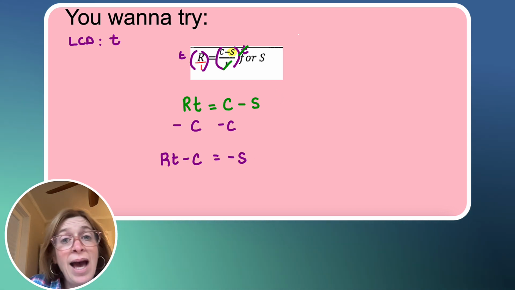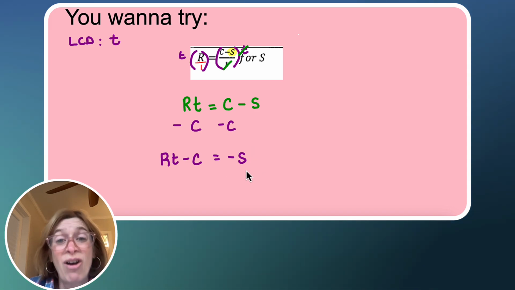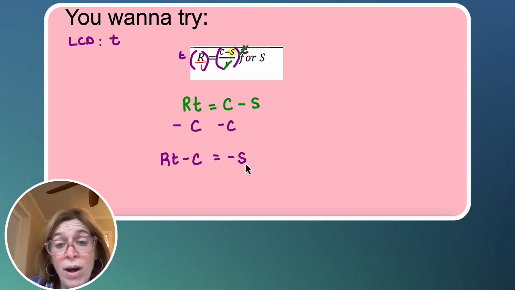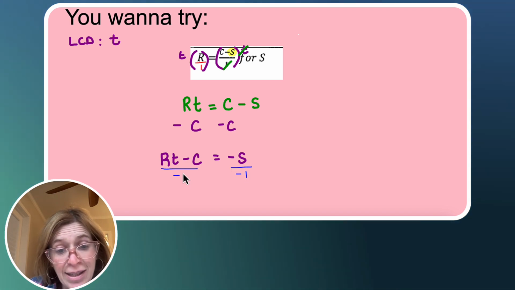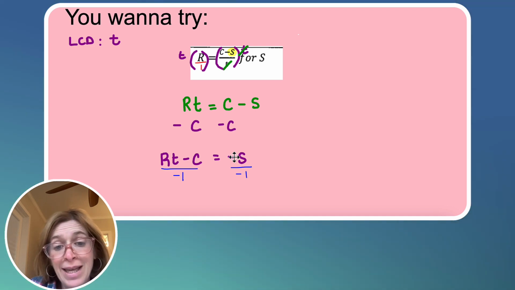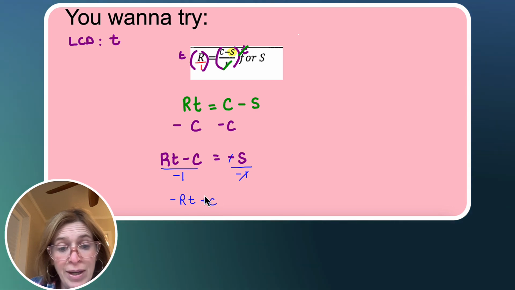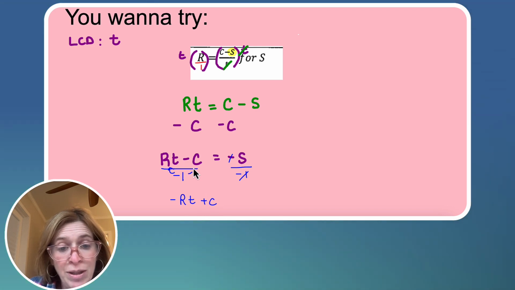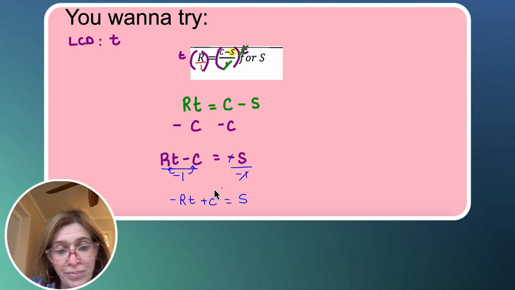All right, so it's a little tricky because it didn't say solve for negative s, it said solve for s. So remember, there's a negative 1 being multiplied to the s. So we're going to divide by negative 1 on both sides to solve for s, to make that s a positive value. And so we would get negative RT plus c, because that negative 1 has to be divided to both things, and that equals s.